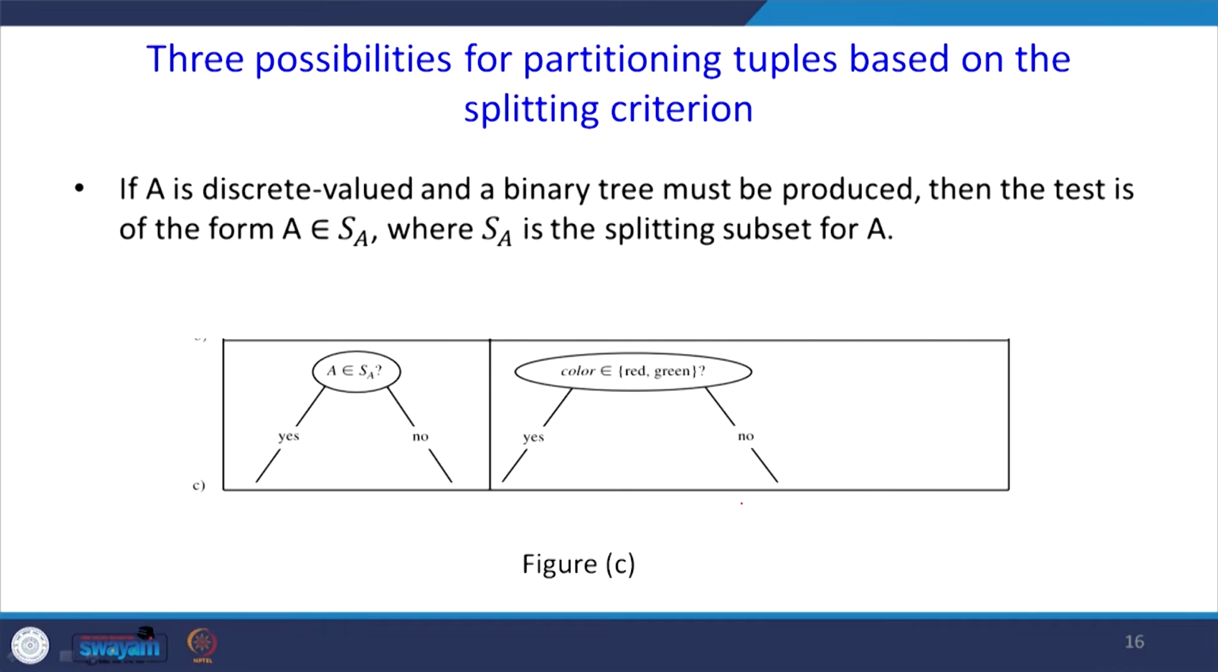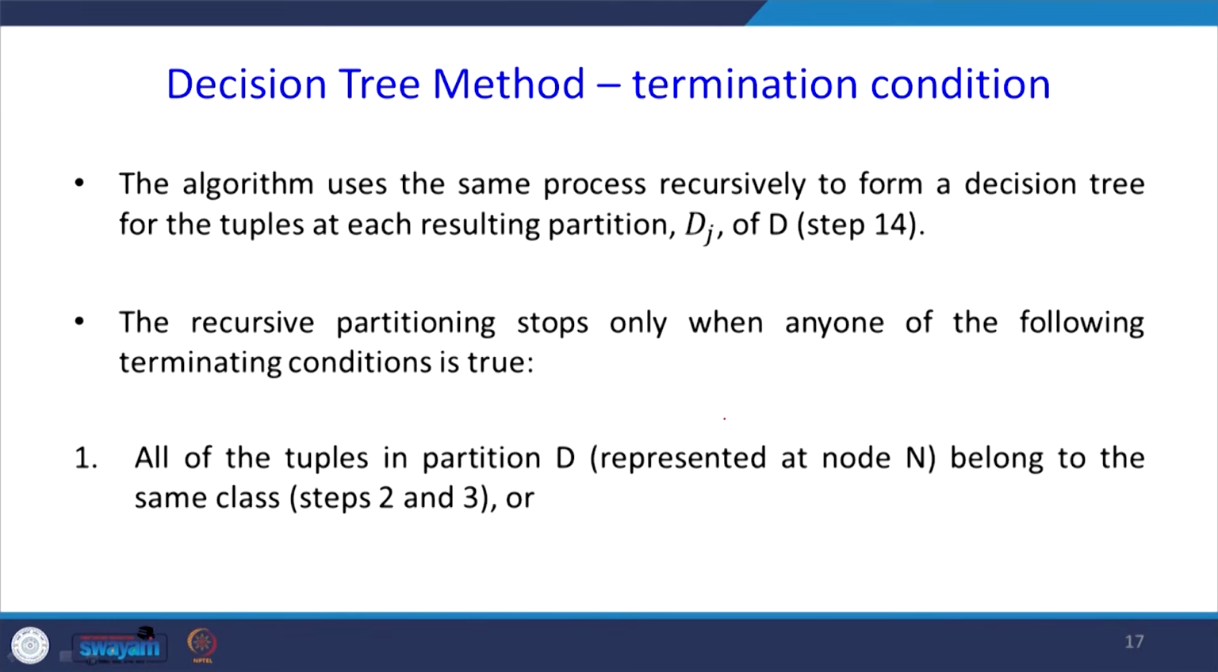If A is discrete valued and a binary tree must be produced, then the test is of the form A belongs to SA, where SA is the splitting subset of A. So you see that A belongs to SA. If yes, it is one group, if no, it is another group. For example, if A is color, it may be red or green, then also it should be yes or no. Then we will go for the termination condition.